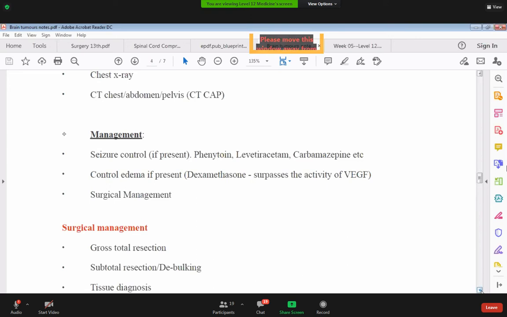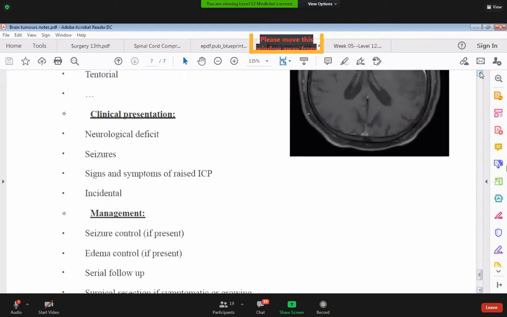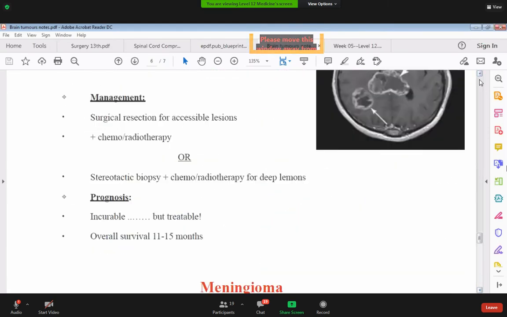And then we can go for surgical management. If the tumor area is accessible, we can go for a total resection if it is curable, or we can go for debulking if it is an incurable lesion. Debulking is usually done in big tumors that are causing mass effect and they are not curable. And that's also one of the ways of getting the histological diagnosis. Okay.